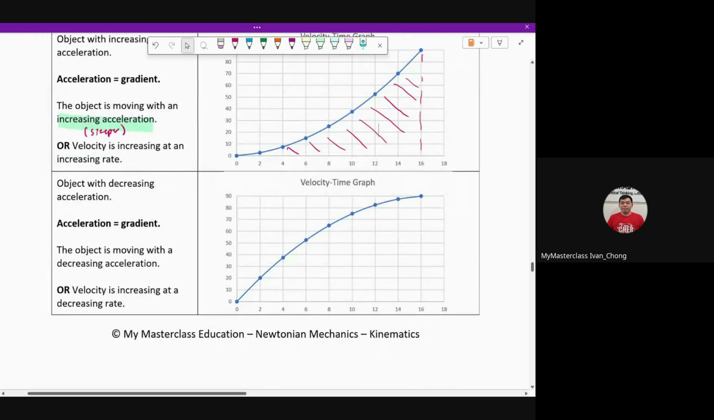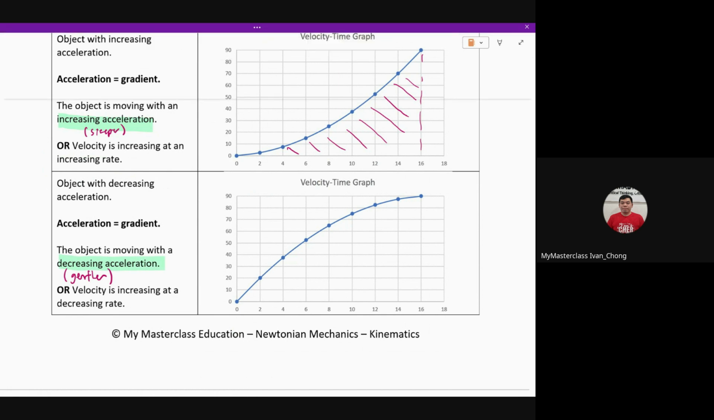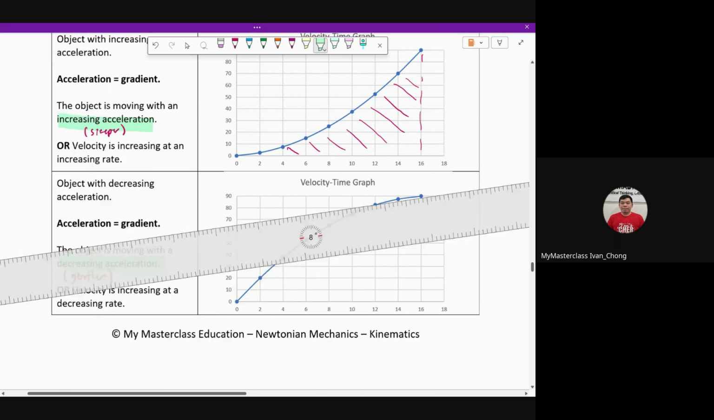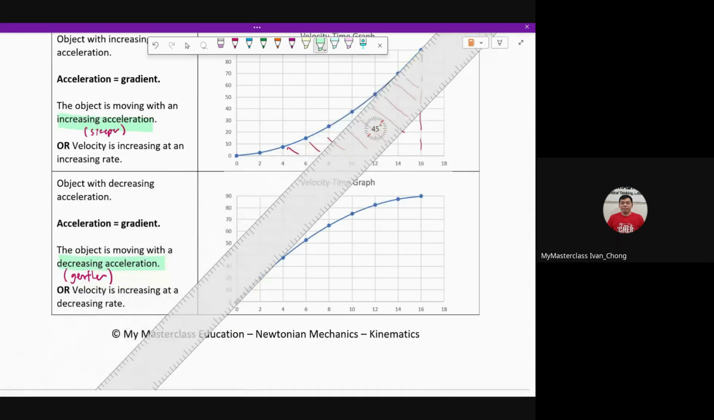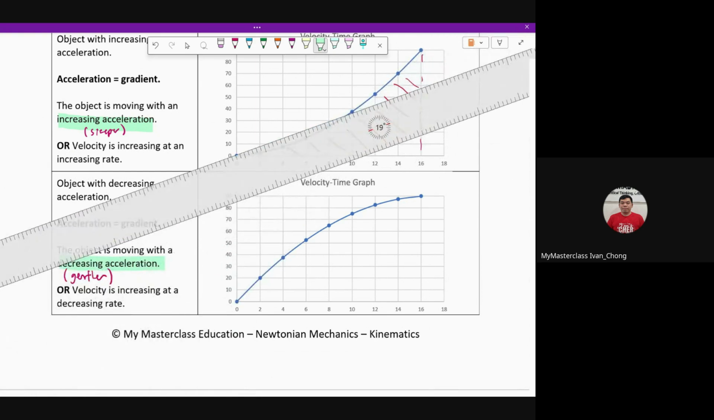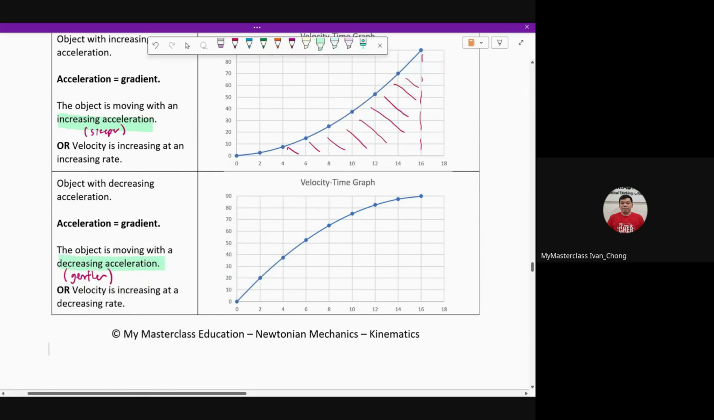Okay, so similarly, this is getting gentler. So we call that decreasing acceleration. So for those who are still having trouble with whether it's increasing or decreasing, just grab your ruler, put it along your line, and ask yourself, is this steeper or gentler? Okay, it's because some of you are too lazy to take it out, and therefore you make careless mistakes.